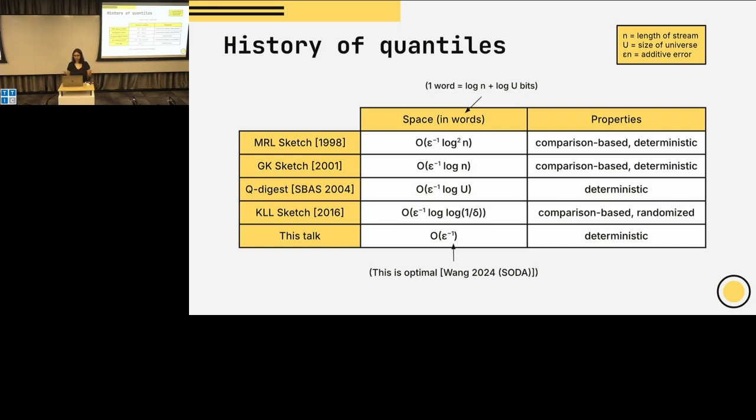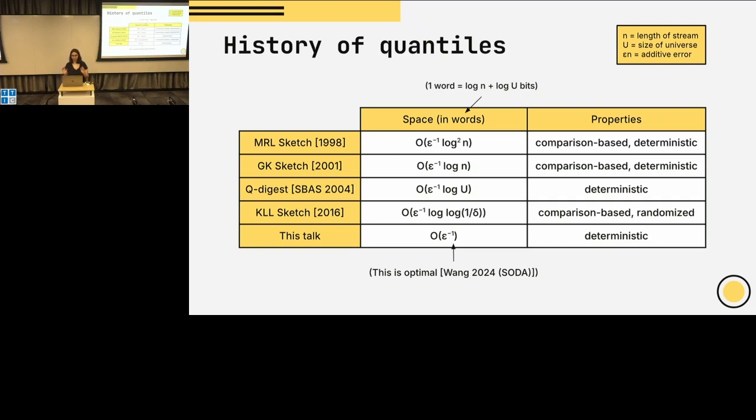So in bits, that would be epsilon inverse times log n plus log u bits. This is the best possible thing you can do, both randomized and deterministic. Or sorry, I take back what I said. This is the best possible thing you can do deterministic. It is not the best possible thing you can do randomized.